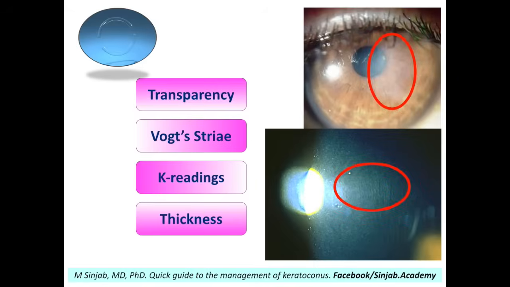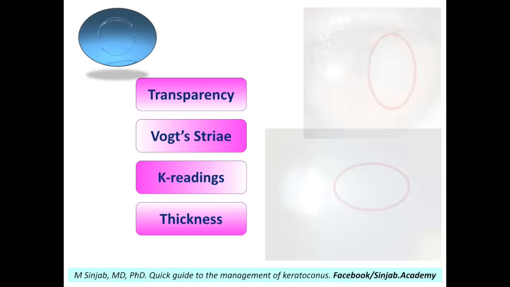Intracorneal rings. Transparency, Vogt's striae, K readings, thickness of the cornea all affect the decision for intracorneal rings. Now I'm talking about the segments, not the Myoring. When we have some scars, when we have Vogt's striae, there is no need to use the ICR because of high failure, because of no effect, and sometimes because of adverse effects.